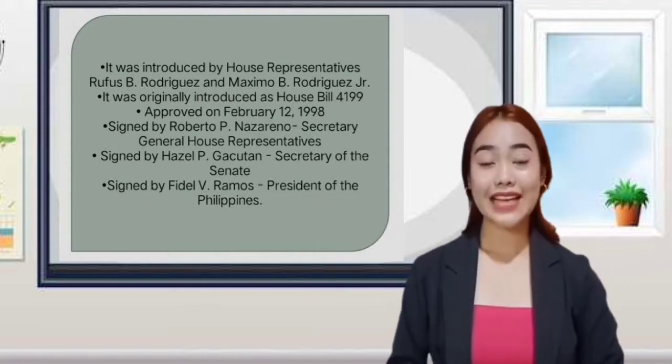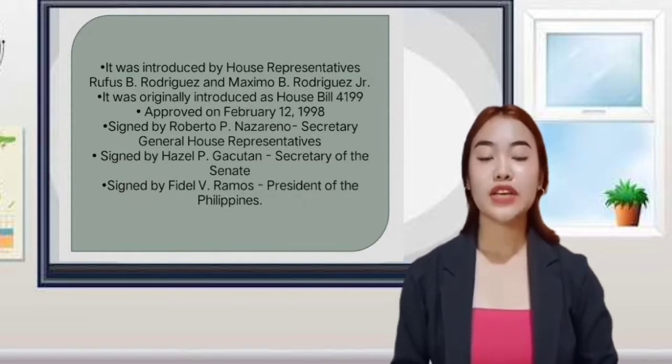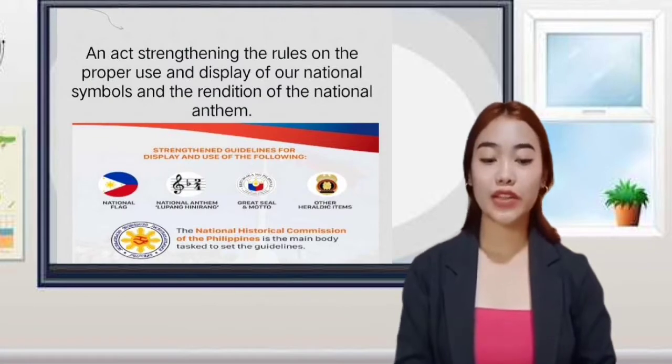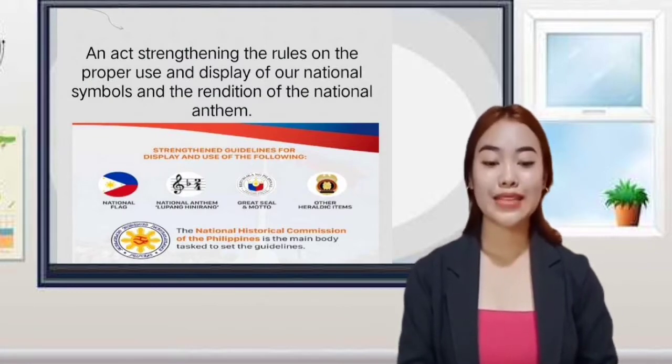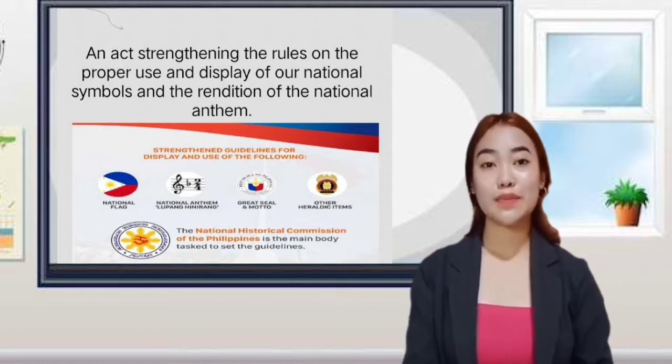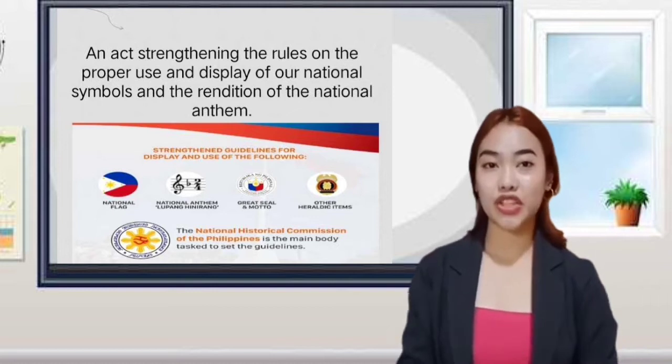This act has 55 sections, which is divided into 8 chapters. So what is this act all about? An act strengthening the rules on the proper use and display of our national symbols and the rendition of the national anthem. So when we say rendition, it means singing the national anthem.